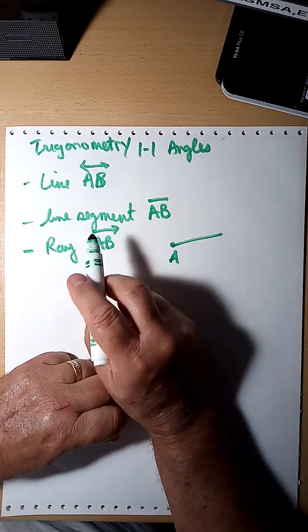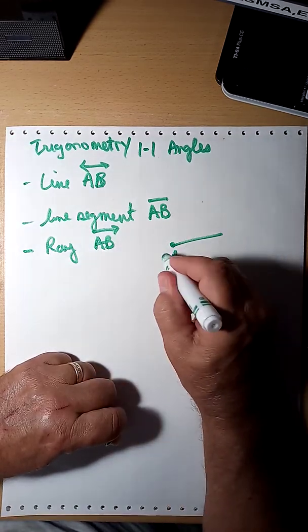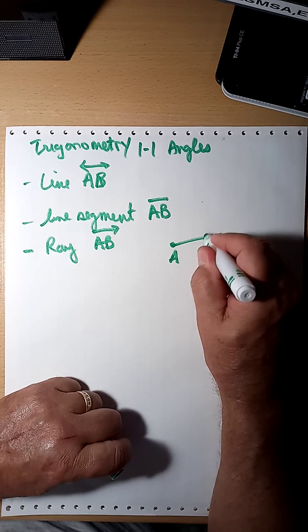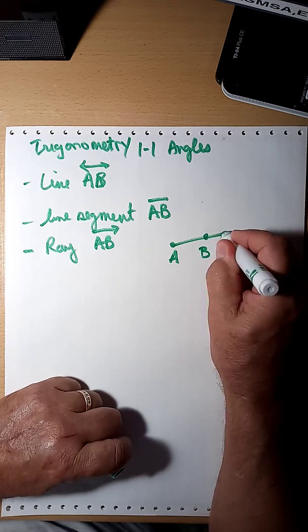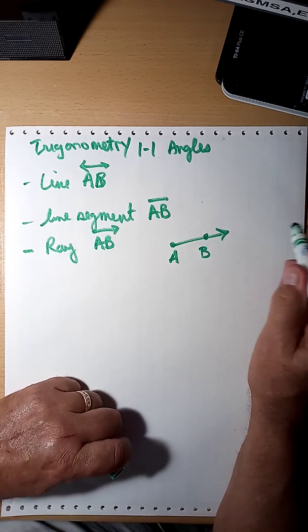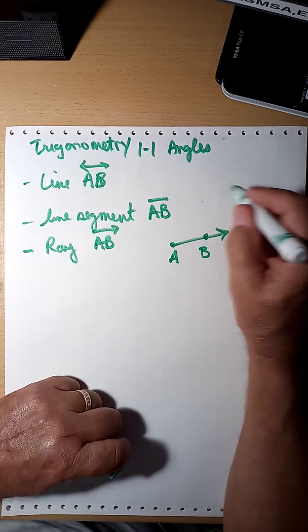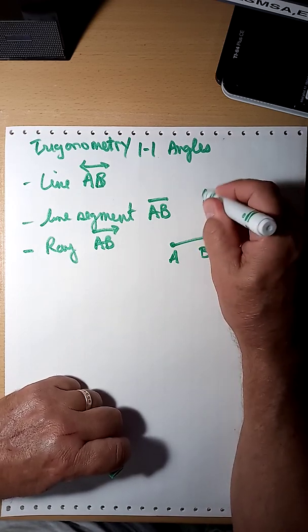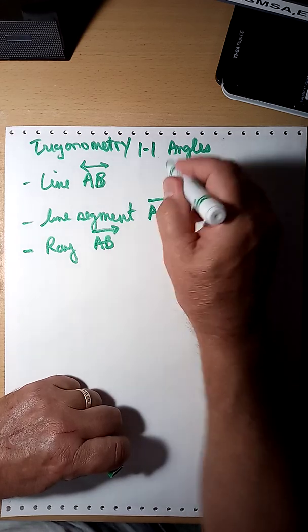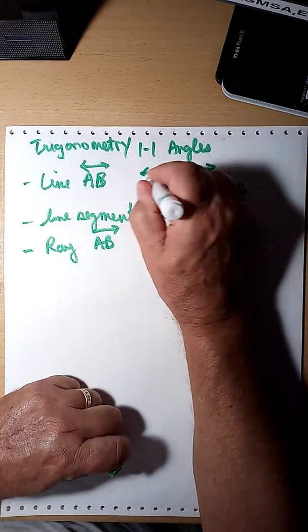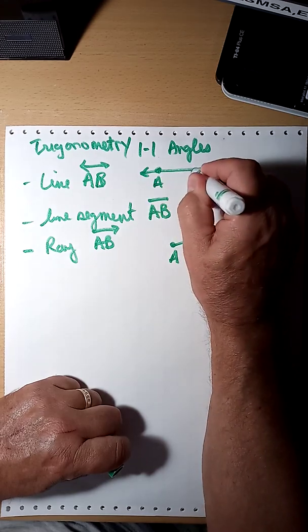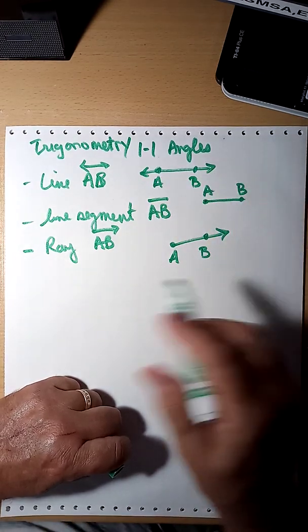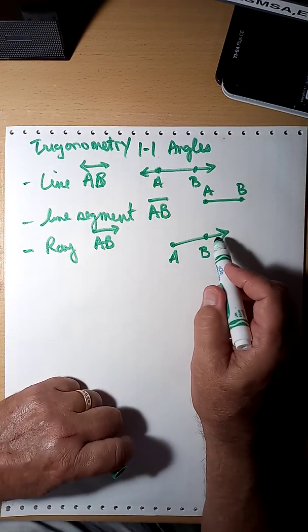If you want ray AB, you'd put just one one-sided arrow, not double, and the left letter would be the end point, and the right letter would be some point on this infinitely long ray. These others, here A, B is just a segment. Here A and B is a line that goes on forever. This is sort of a half line.